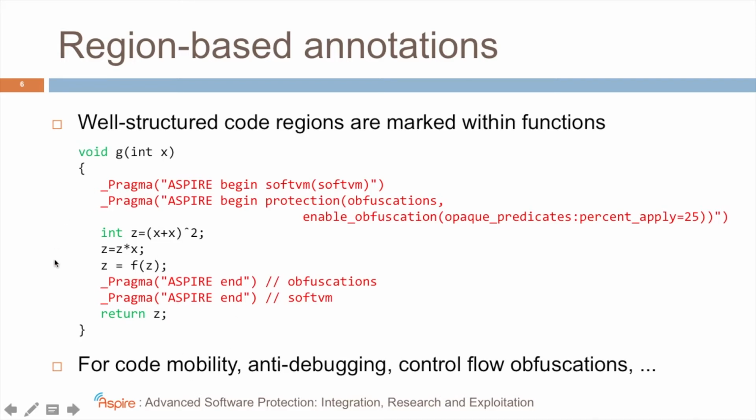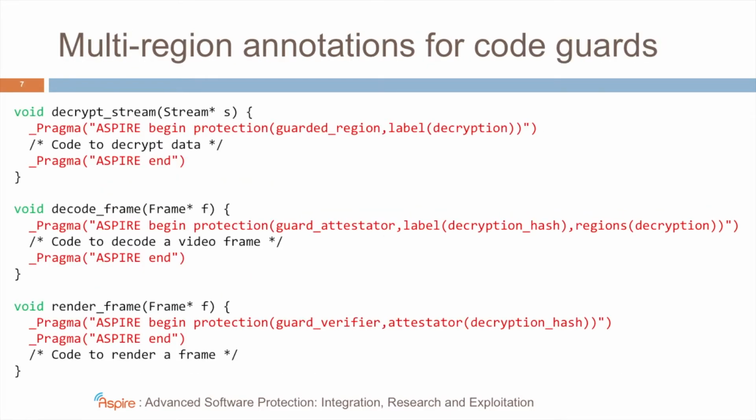Now, in some cases, just marking one region is not enough. For example, for code guards, we need multiple regions. Here, for example, suppose you have a decryption routine that needs to be guarded with a code guard. First thing we do is we label this as a guarded region. Again, with a begin and an end pragma. Then suppose that in some other function, we want to make sure that a guard is actually invoked on this first fragment. To specify where this guard should be invoked, we again annotate a region here in the decode frame function, and we specify that here an attestator should be added for the region called decryption.